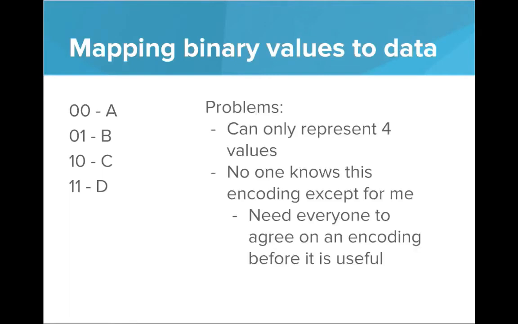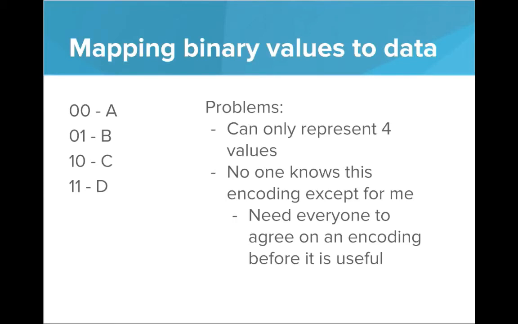The problem with this is I can only represent 4 values, so I'm not getting that much use out of it. I can't make very interesting sentences or very interesting data using only A, B, C, D. The second problem is that no one knows this encoding except for me. If I were to make my own file of zeros and ones that needed to be interpreted this way in order to make sense, I would need the entire world to know about this encoding. And encoding has value once everyone agrees on using it. That way, all machines using this encoding can actually communicate with each other.